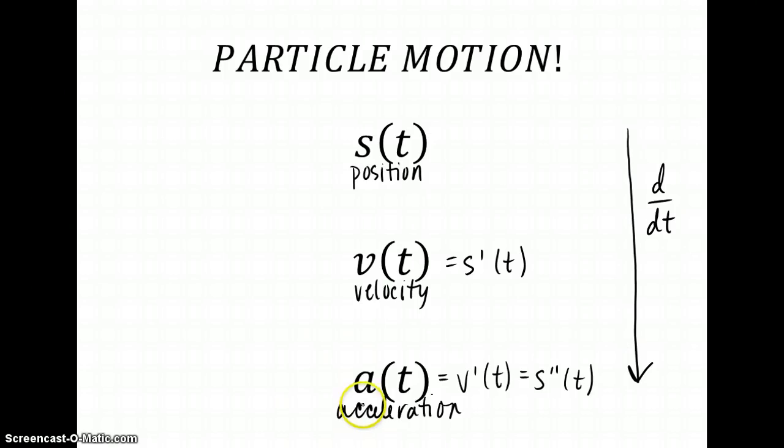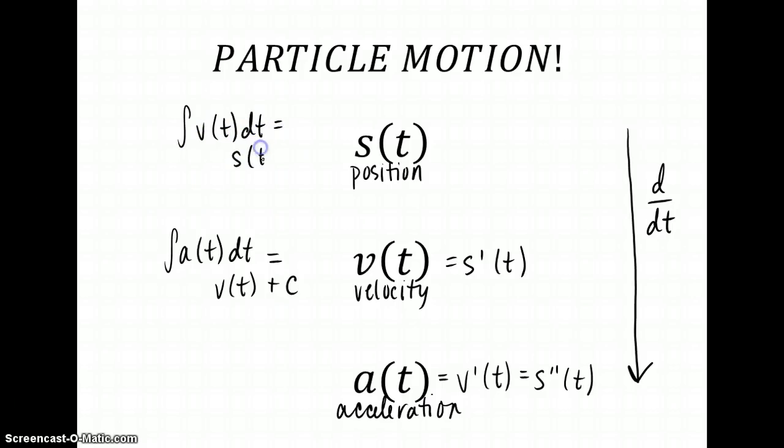What if, however, we know something about the acceleration and we want to find the velocity function? So now the integral of the acceleration function gives us the velocity function. And the integral of the velocity function gives us the position function. And this uses the property that we know velocity is the rate of change of position.